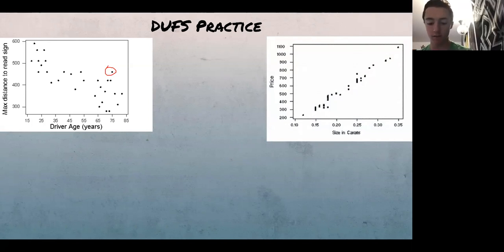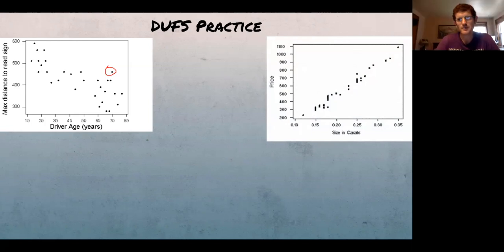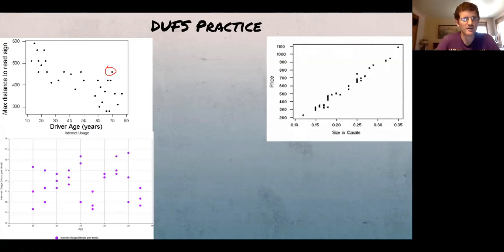Direction is positive. I don't see any outliers right now. The form is linear, and then strength is very strong. Very good. We have a very strong positive linear relationship between carats, size in carats, and price. I guess we're talking about diamonds here. And that makes sense. That passes sort of intuition check. Okay, this one.